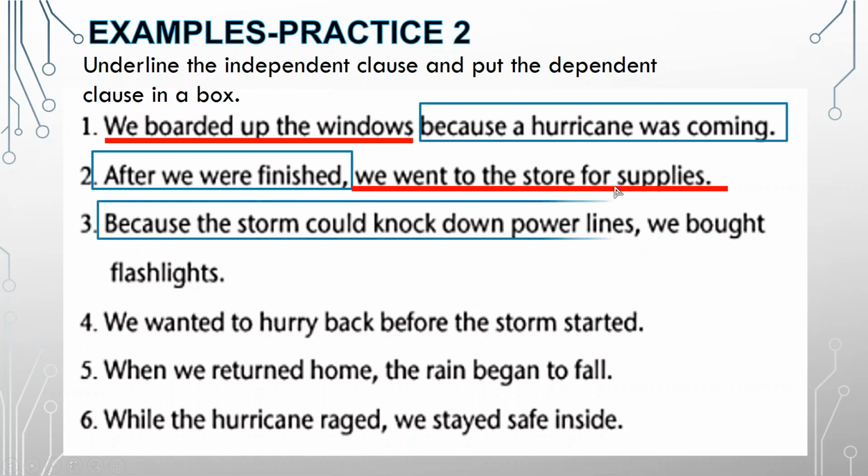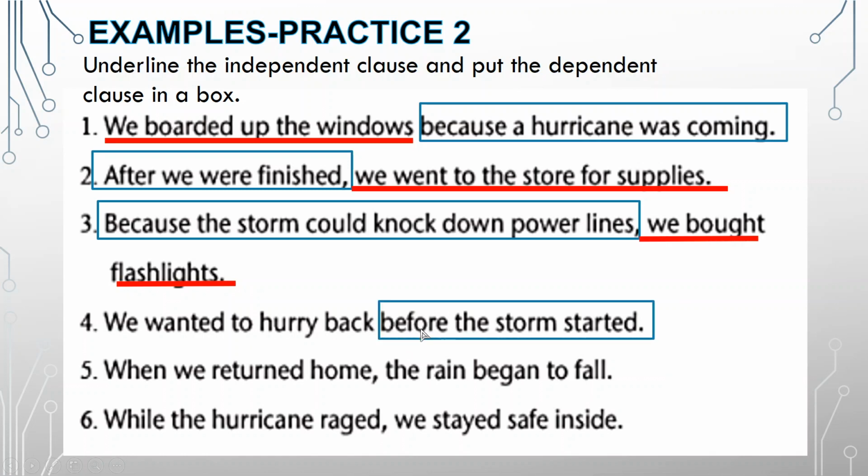For number 3, because the storm could knock down power lines. Again, you can see the word because until the comma. This one is what we call a dependent clause. And the other, we bought flashlights. It makes sense. It can stand alone. We call this an independent clause. All right. Let's go to number 4. We wanted to hurry back before the storm started. So you can see before here. Therefore, before the storm started is your dependent clause. And the other words, we wanted to hurry back, is your independent clause.